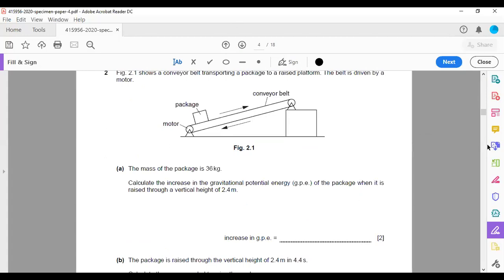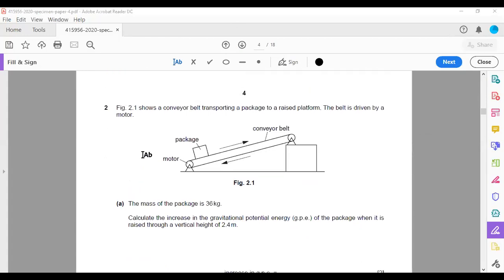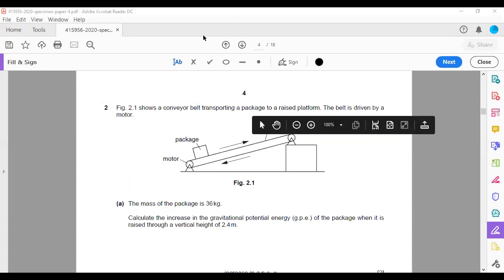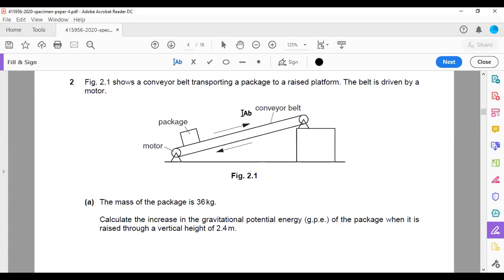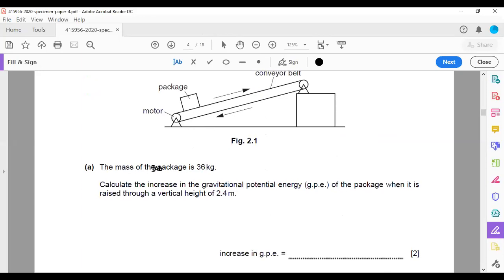They said here, in this question, figure 2.1 shows a conveyor belt transporting a package to a raised platform. The belt is driven by a motor. The package has a mass of 36 kilograms. Calculate the increase in gravitational potential energy.